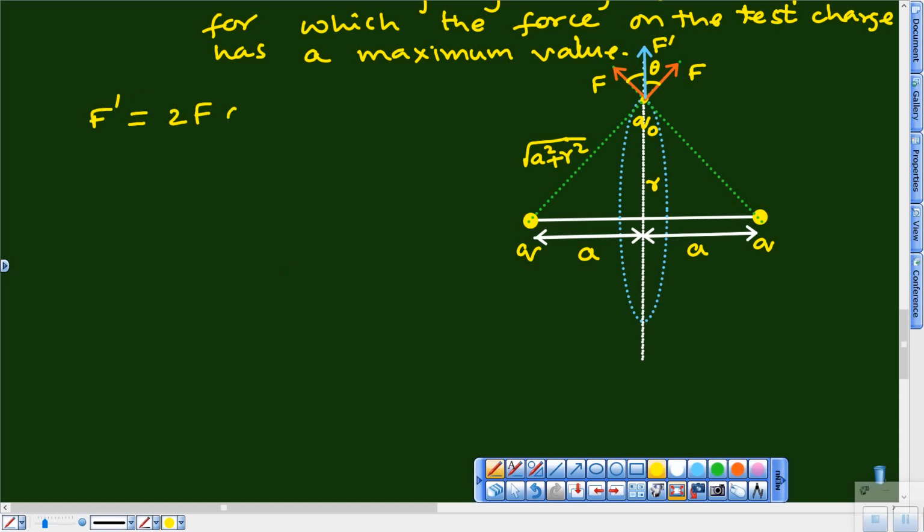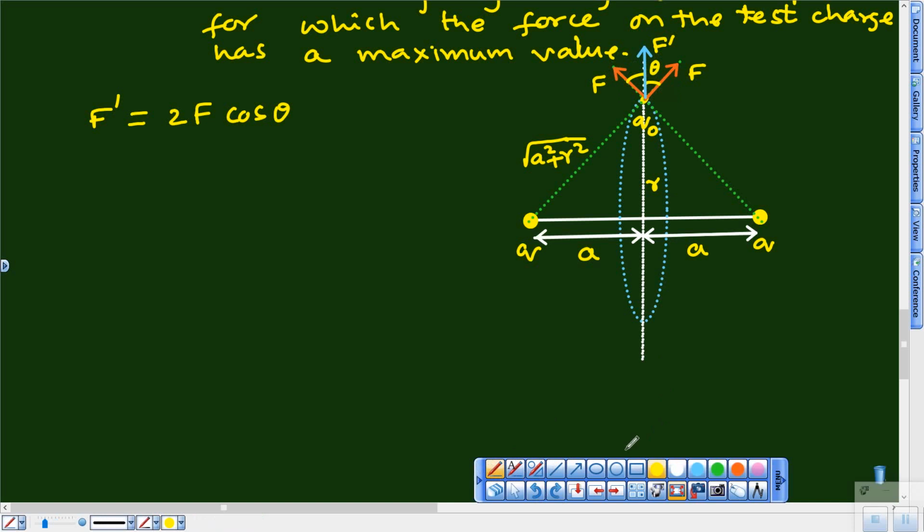F dash would be 2F cos theta, because once I break them down into components, their transverse components would cancel off. That is, this and this would cancel off, and the longitudinal components will reinforce each other. That's why we have the 2F cos theta. Let me undo this step.